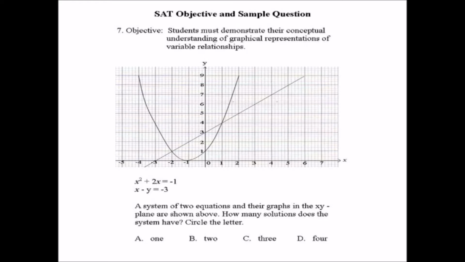The question: a system of two equations and their graphs in the xy plane are shown above. How many solutions does the system have? Circle the letter. And it has A, 1, B, 2, C, 3, D, 4. Look at the graph and obtain an answer.